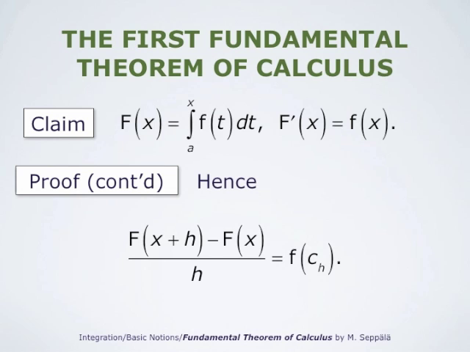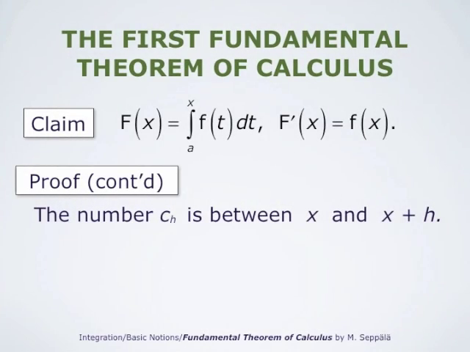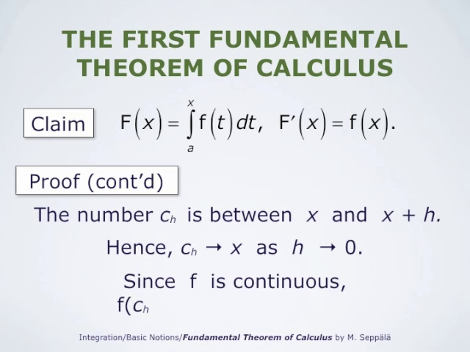But the derivative of the function capital F is the limit of the left-hand side of this equation as h goes to 0. And the number c_h is between x and x+h. This means that as h goes to 0, c_h will approach x. And this means that since f is continuous, f(c_h) approaches f(x) as h approaches 0.